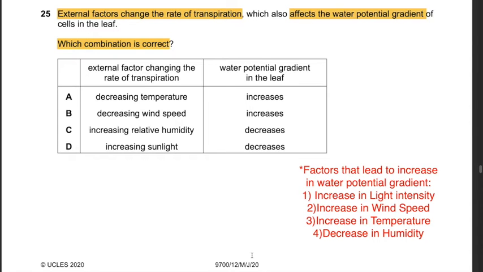Therefore, if we go through these options, a decrease in temperature doesn't increase the water potential gradient but decreases it, hence A is incorrect. Decreasing wind speed won't increase the water potential gradient, as I mentioned in these factors, therefore B is also incorrect. Increasing relative humidity, the water potential gradient decreases. That is correct. Increasing sunlight, water potential gradient decreases. That is incorrect, therefore option D is also incorrect. The correct answer is C.